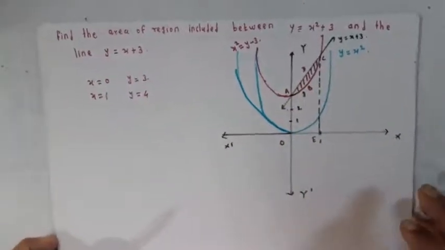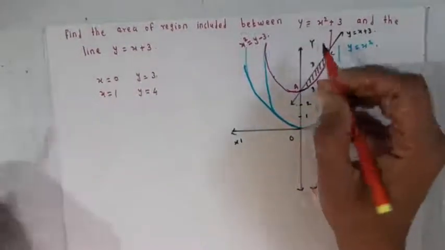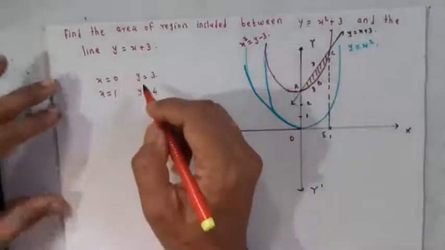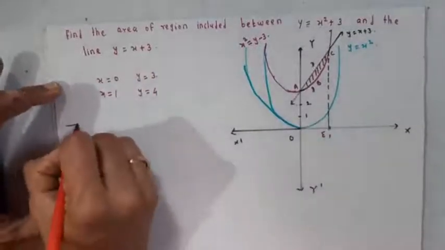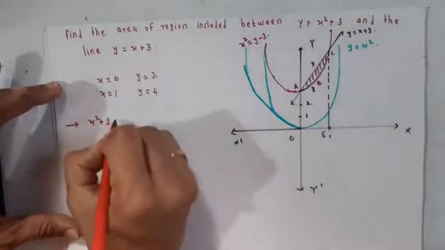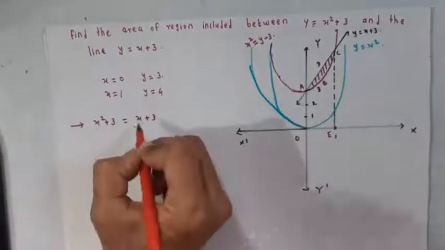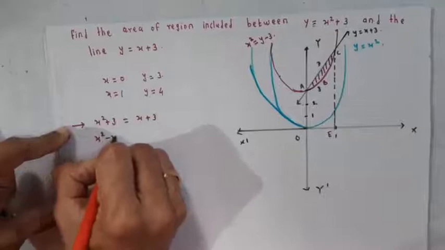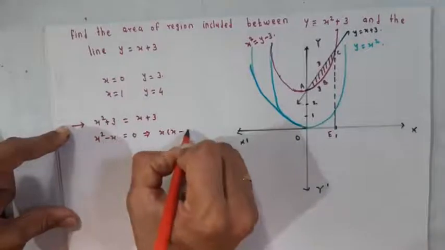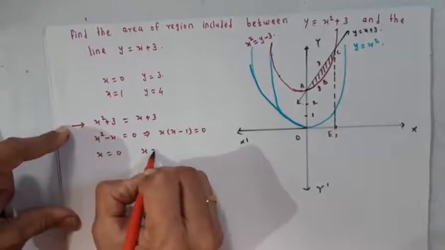Now first let us find the points of intersection of the parabola and the line. The parabola y equal to x square plus 3 and y equal to x plus 3. So solve the equations: x square plus 3 equal to x plus 3. Okay, so 3 gets cancelled, and here x square minus x equal to 0. This implies, taking x common, x into x minus 1 equal to 0. This implies x equal to 0 and x equal to 1.